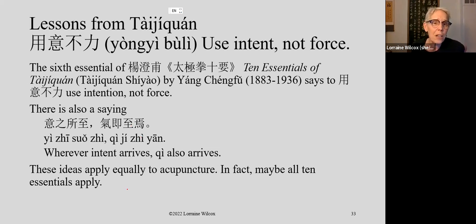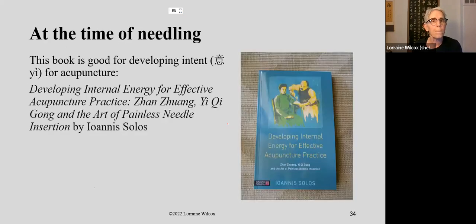These are just things I think we could think about. And actually, all 10 of those essentials looked pretty interesting to me. So I might buy this book. I don't have this book. I might buy it, to think about how these things apply to acupuncture as well as to the practice of Tai Chi. There's also another saying that wherever intent arrives, Qi also arrives. I think these are things that really apply to acupuncture, even if they came from martial arts, from things like Tai Chi Chuan or Qigong or other stuff like that. So I just wanted to give you those phrases.